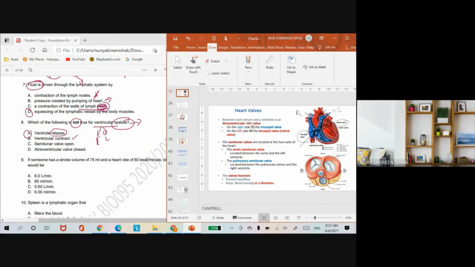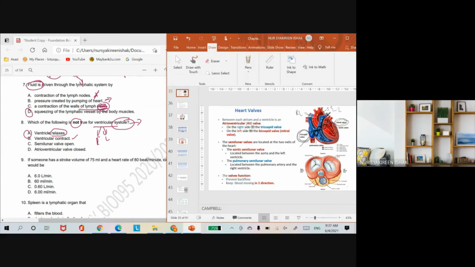Aorta, into the systemic circuit. Systemic circuit, throughout your body. As for the tricuspid valve and also the bicuspid valve, or another term, the AV valve, it has to make sure that both of the AV valves are closed. So both of the AV valves are closed.